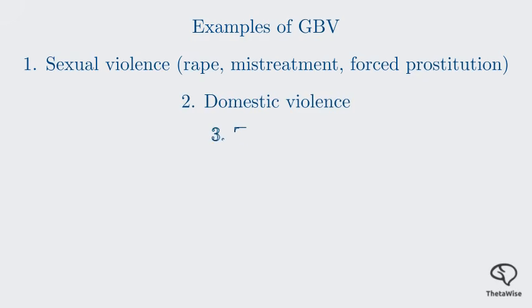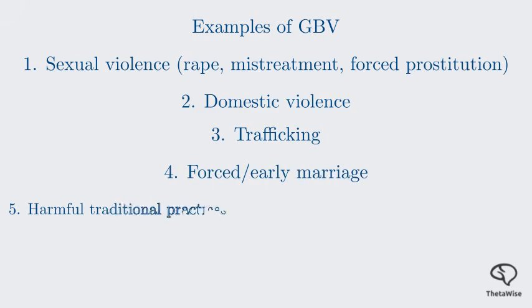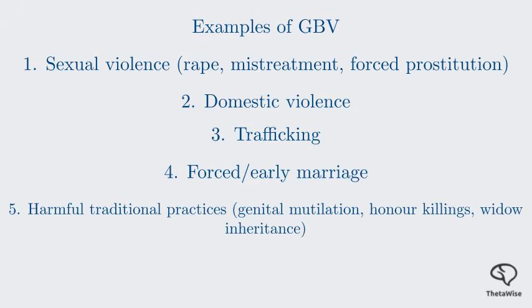Third is trafficking. This is when people are moved by force, fraud, or deception and exploited for labor or sex. Fourth is forced or early marriage, where someone is forced to marry without their consent, often at a very young age. Finally, the notes mention harmful traditional practices such as genital mutilation, honor killings, and widow inheritance. These are practices justified by tradition or religion that cause physical or psychological harm. Recognizing these different forms is the first step towards stopping them. Remember, none of these practices are ever okay.